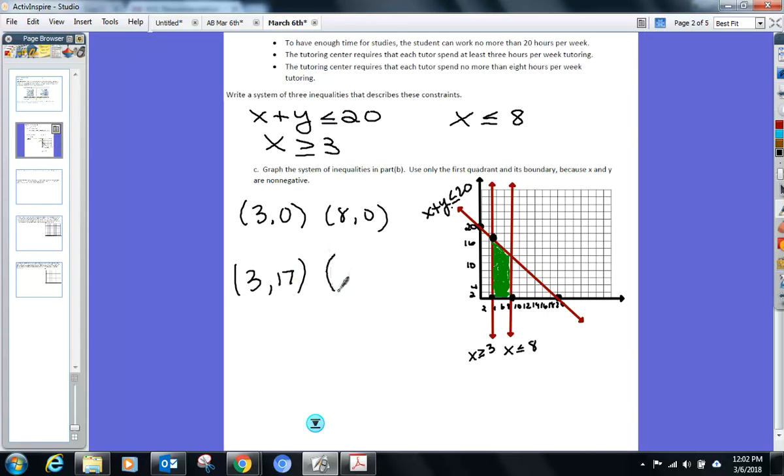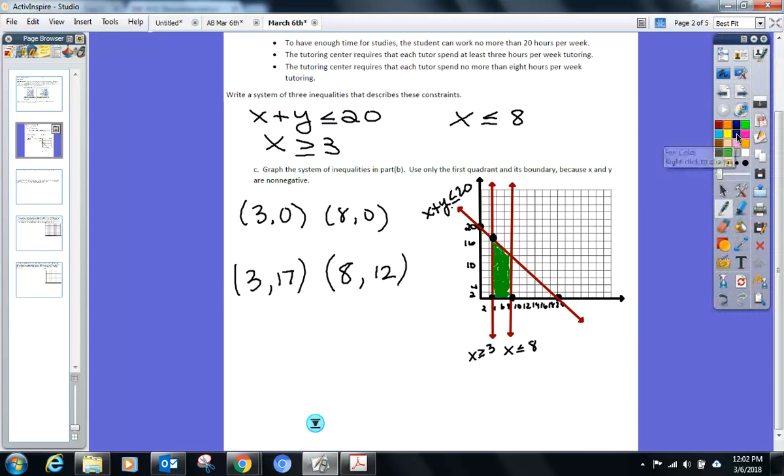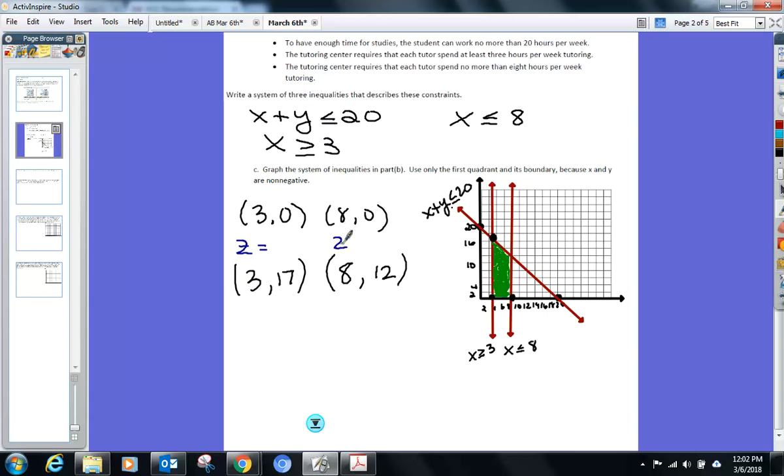And then what about the next one here? Well, it's 8 something. Got to be 12 because it's got to go up to 20. So (8, 12). Now take those 4 points. Go back to the objective function we made together at the beginning. Plug in your x and y, and let's see what they give us for z.